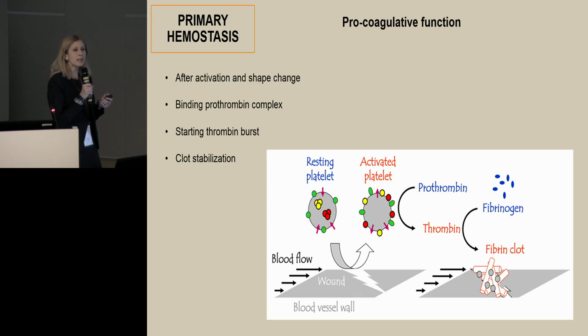As I said, the platelets have very important procoagulant functions because they release from their granules coagulation factors, because they expose these phospholipids on the surface of the membrane, and this will serve for the secondary hemostasis.